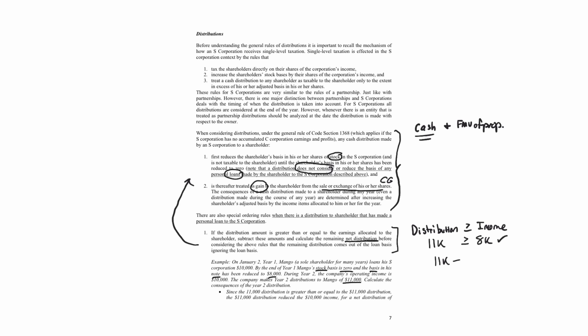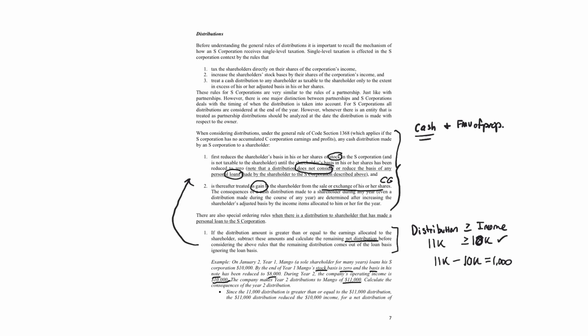I'm sorry, my apologies. I took the 8,000. That should be 11,000. See? Made some mistakes there. My apologies. So we're going to go back. It's actually 1,000, because the amount of income is $10,000. So 11,000 minus 10,000 is $1,000.